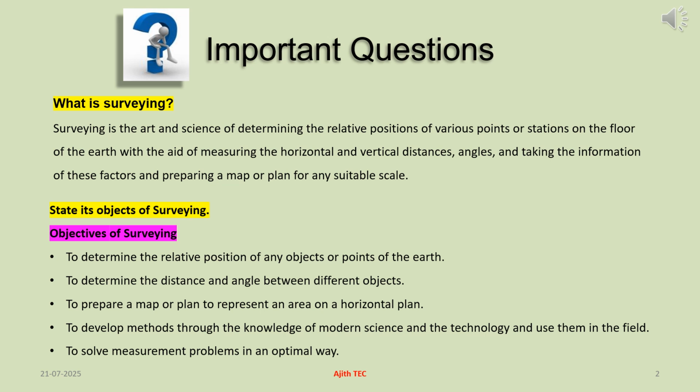State the objects of surveying. Objectives of surveying: to determine the relative position of any objects or points on the earth; to determine the distance and angle between different objects; to prepare a map or a plan to represent an area on a horizontal plane; to develop methods through the knowledge of modern science and technology and use them in the field; to solve measurement problems in an optimal way.